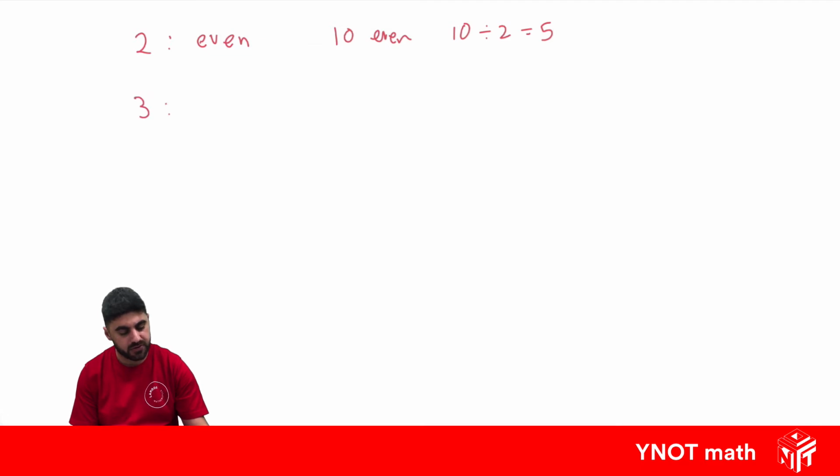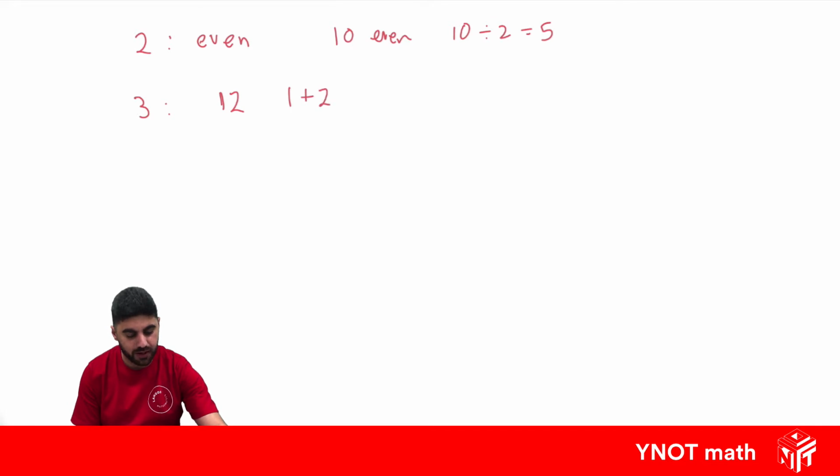How do we know if a number is divisible by 3? Well, to know that, we've got to sum all the digits of that number together. And if that sum is divisible by 3, then the original number is divisible by 3. So let's look at an example. Is 12 divisible by 3? Well, the digits of 12 are 1 and 2, so we add them together to get 3. And we know 3 is divisible by 3, so that means the original number 12 is also divisible by 3.